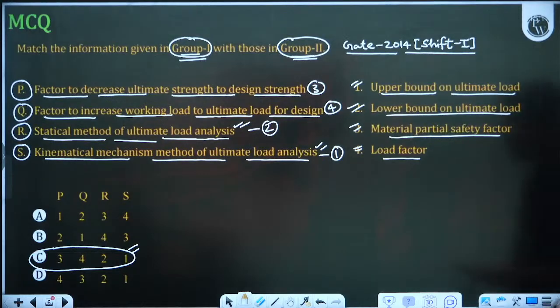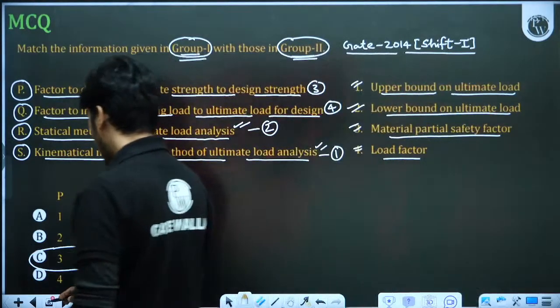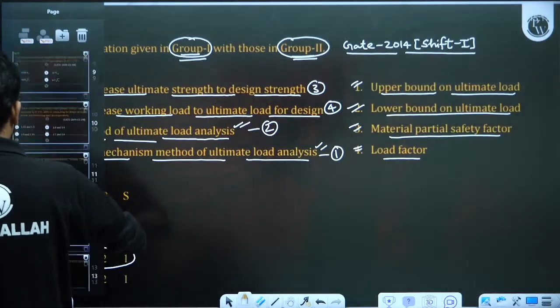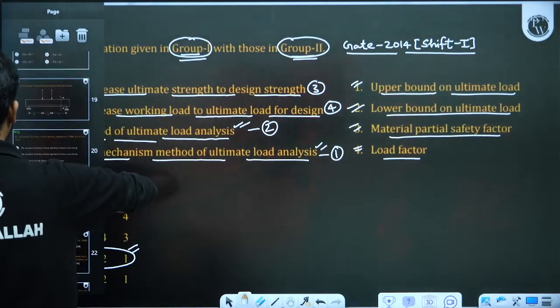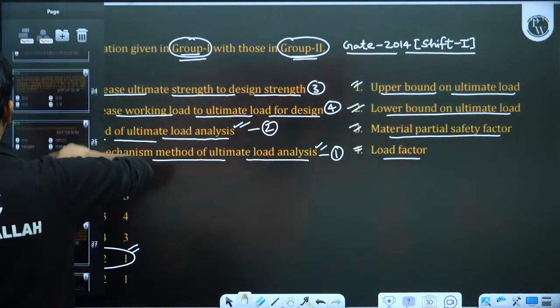Till then you can solve one more question. Then I will discuss one more theoretical question, which is also statement based, or I will say match-the-following based.